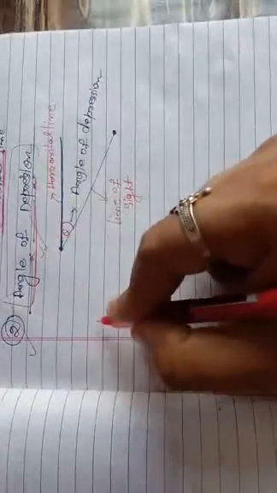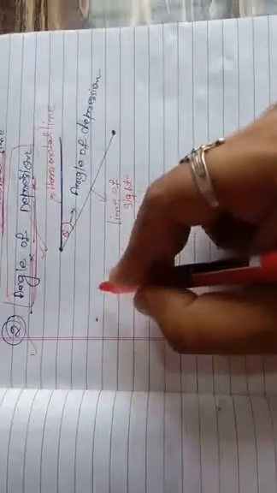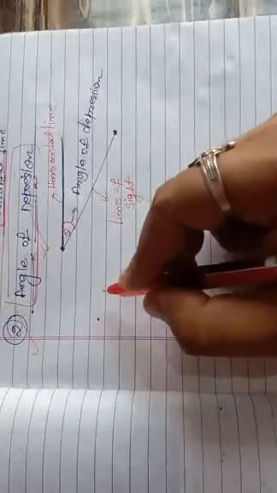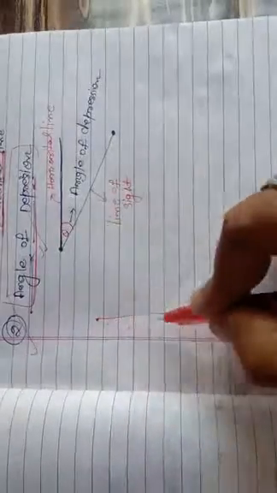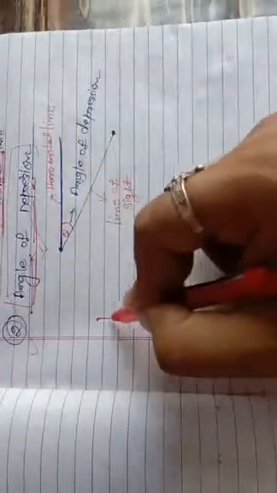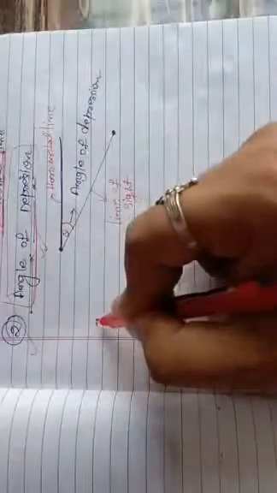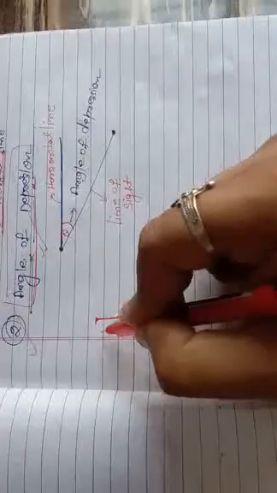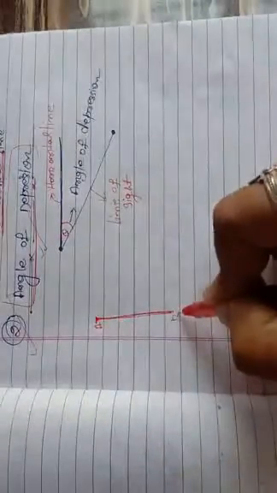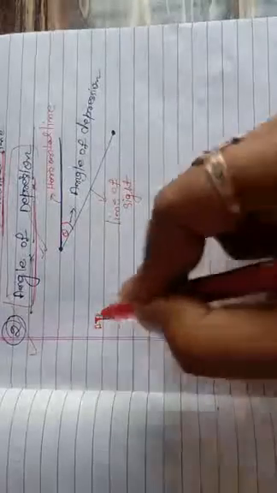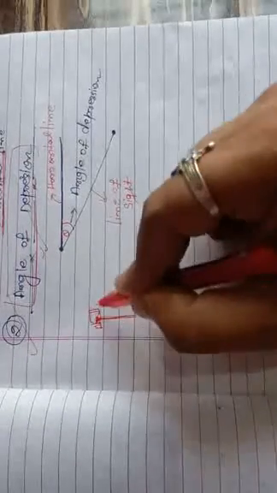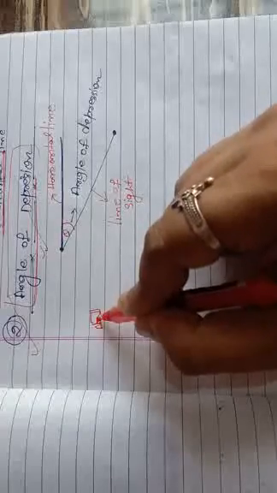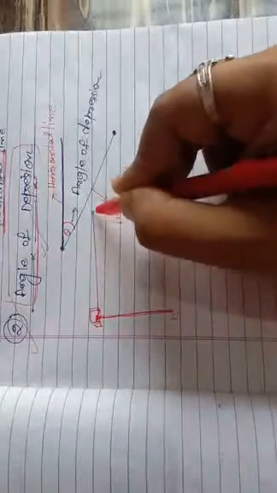At the same time, suppose you are to see an object which is present below your head. As an example, suppose this is a tall building and you are standing at the roof of the building. Suppose this AB is the tall building, and you are standing at the top of the building. The line from the top of the building is your horizontal line.